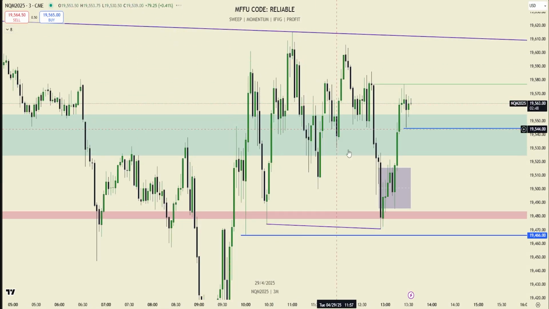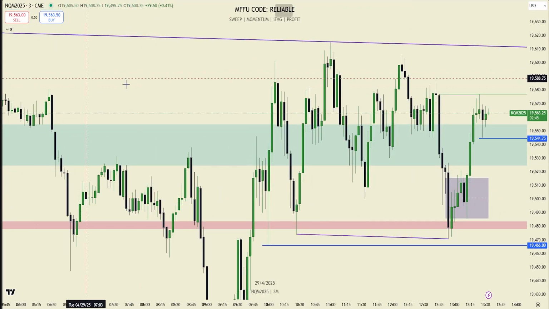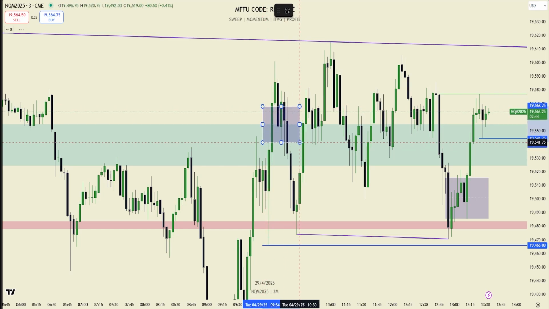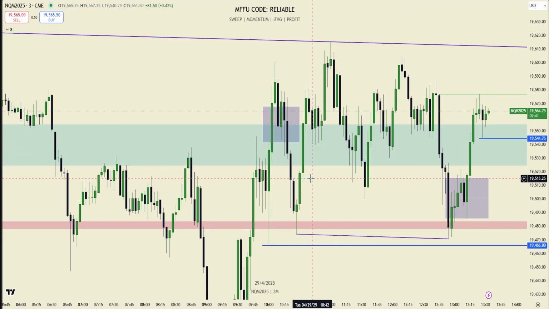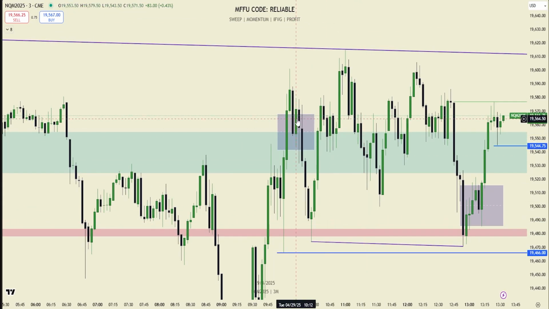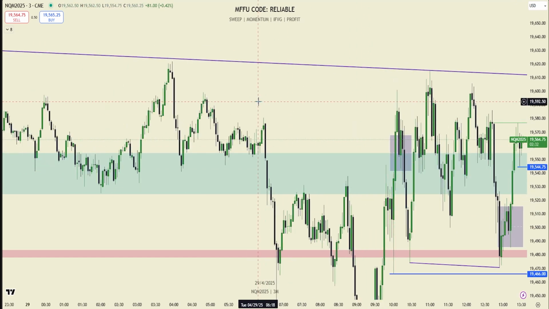Right. This was definitely the play of the day. I am completely shocked that Dodgy did not take this. I don't know what more he could want out of a setup. Obviously, he said his bias was bullish, but I feel like even if your bias is bullish here, you just have to take that, right? It's the model, right?